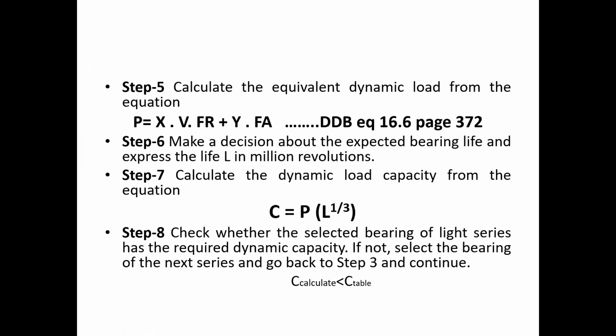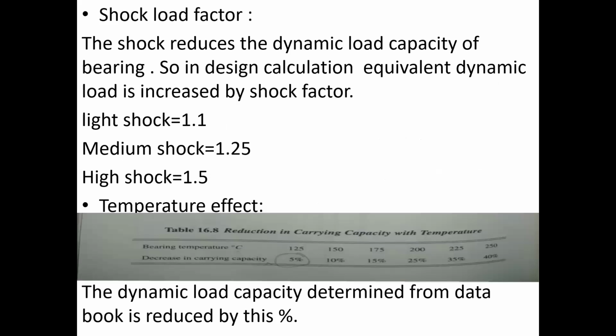Then if again the bearing is not satisfying, we'll go for the next series, that is the 64 series. In this manner we will keep on increasing the bearing number or change the bearing type to find the correct bearing for the particular application. So for better understanding, we will attempt a numerical. Now I'm going to solve a numerical by using this method.